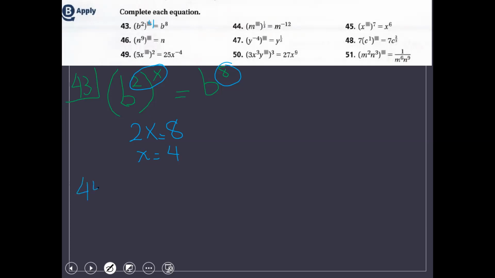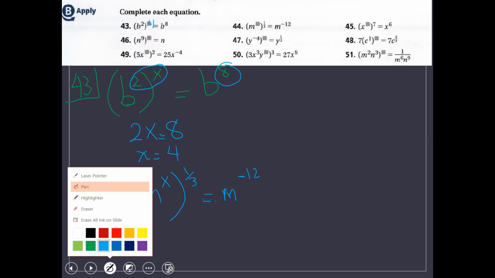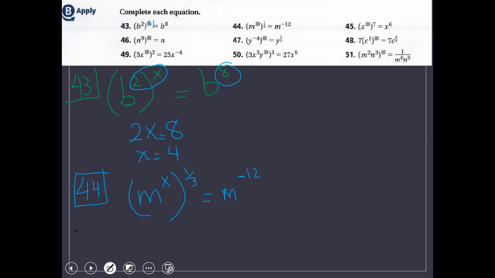Let's do now number 44. In number 44 here, we have m raised to the power x, raised to the power 1 over 3, and the answer is m raised to the power negative 12. So here, it can be rewritten as x multiplied by 1 over 3 equal to negative 12.